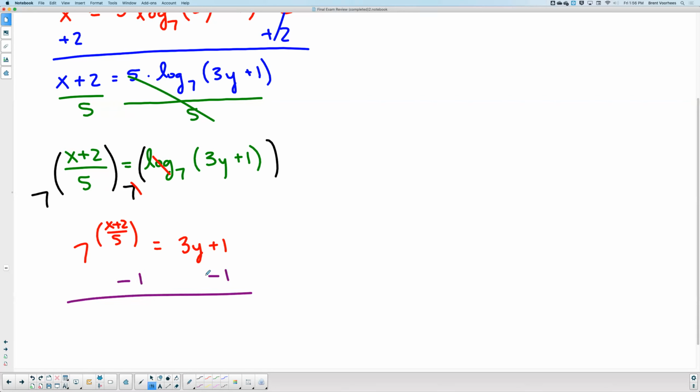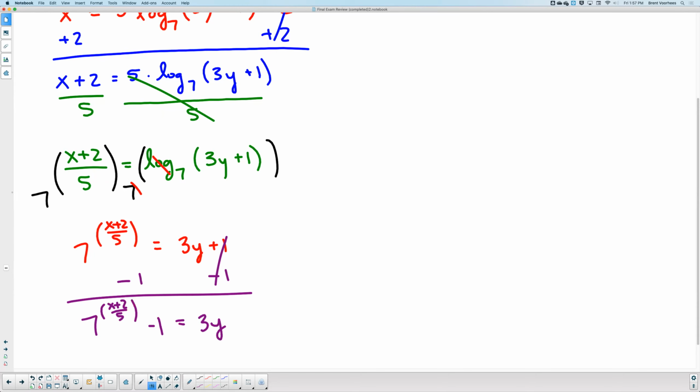Okay, question about this, Jacoby. Do I say 7 minus 1 is 6? Do I say x plus 2 minus 1 is x plus 1? Do I say 5 minus 1 is 4? What do I do with that minus 1 then? Put it on the outside, good. So it's going to be 7 raised to the x plus 2 over 5 minus 1 on the outside equals 3y. We're at a last step here.